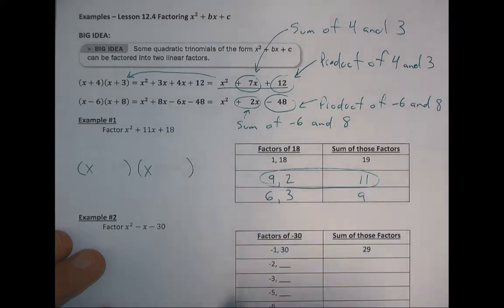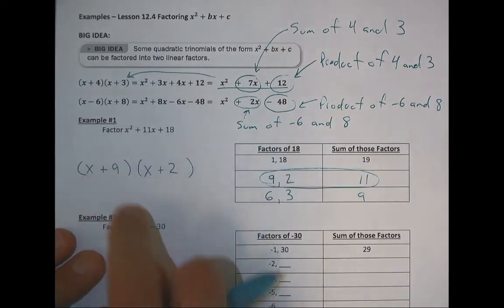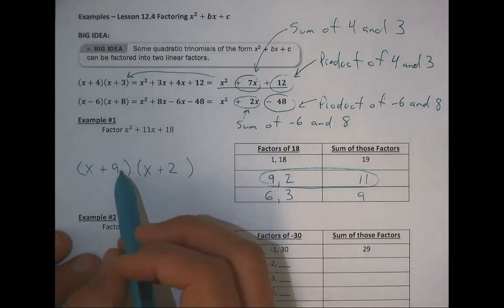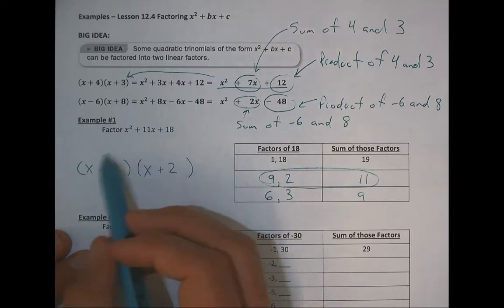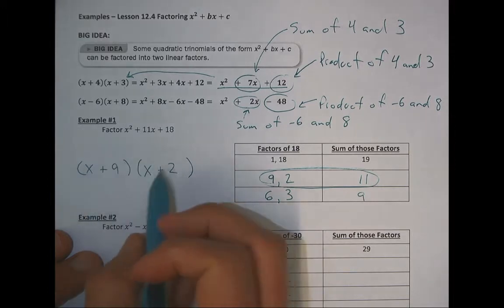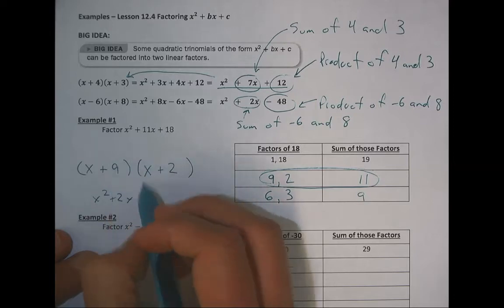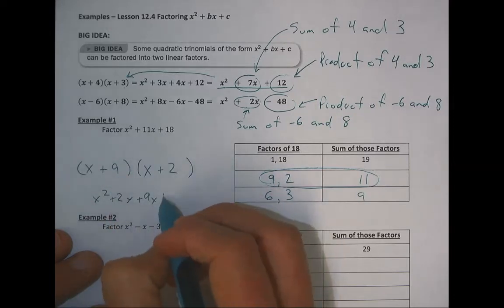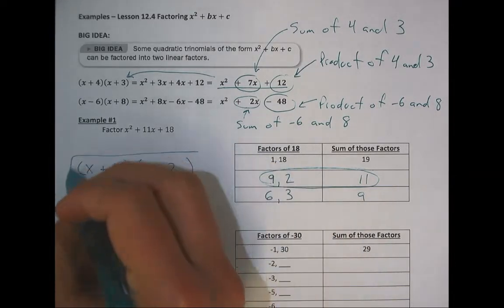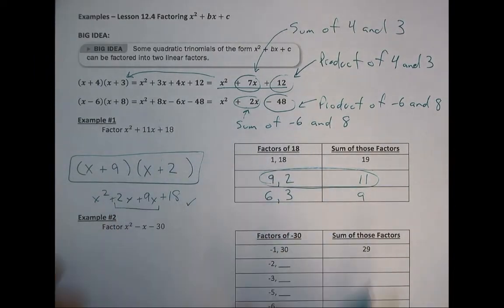So these are going to be my answers, positive 9 and positive 2, and it doesn't matter which way you put them. The 2 can go here, the 9 can go here. And I know they're going to work because 9 times 2 is 18, and 9 plus 2 is 11. Now you should always double check yourself. Go ahead and expand this like you know how to do. X times x is x squared. X times the 2 is 2x. 9 times the x is 9x, and 9 times the 2 is 18. These combine together to make this. We're good, and this is the factored form. So these are equivalent to each other, but they're just in different forms.